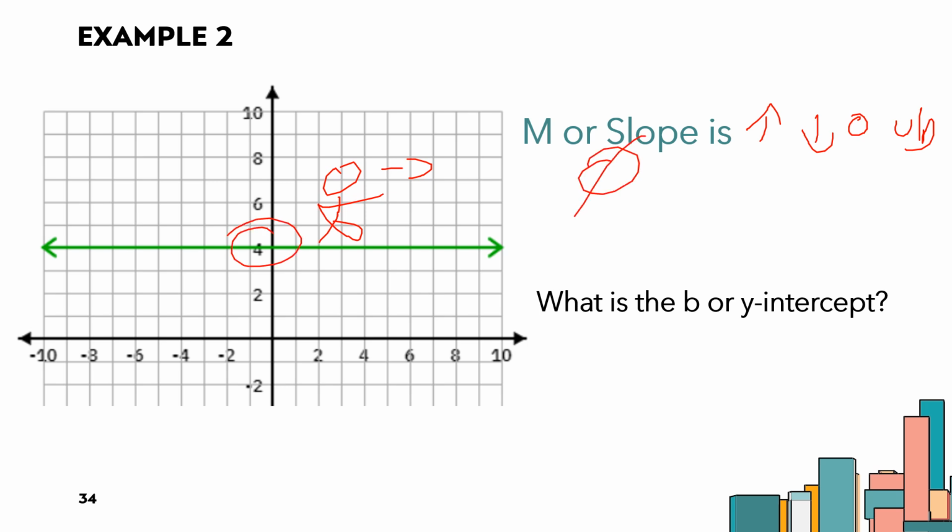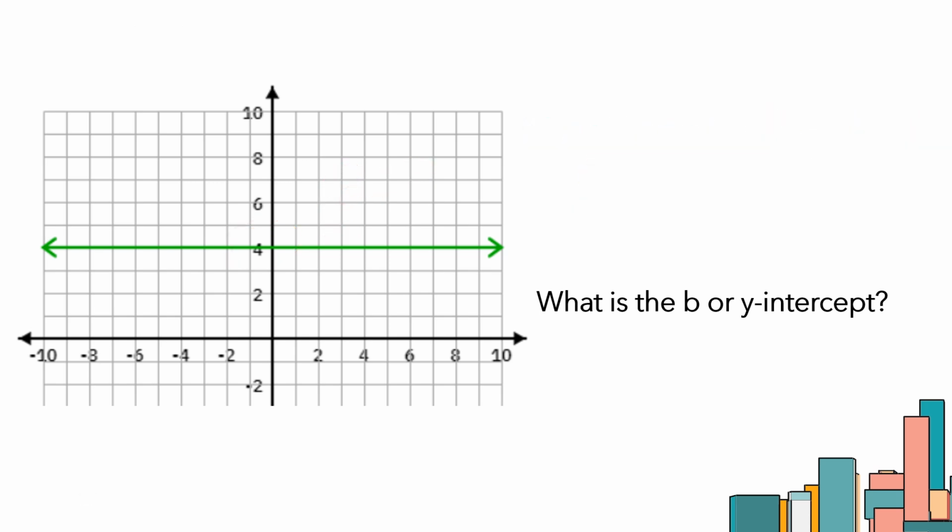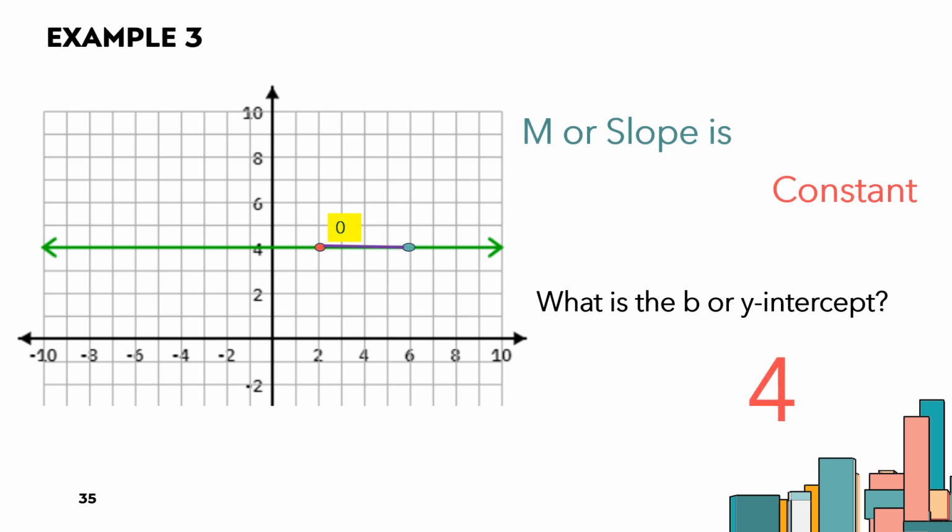Where does this cross the y-axis? What number is that? If you said 4, you're correct. So I know my slope is constant, which is 0. You know my b is 4.